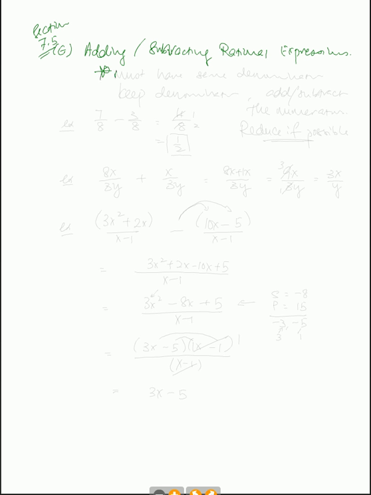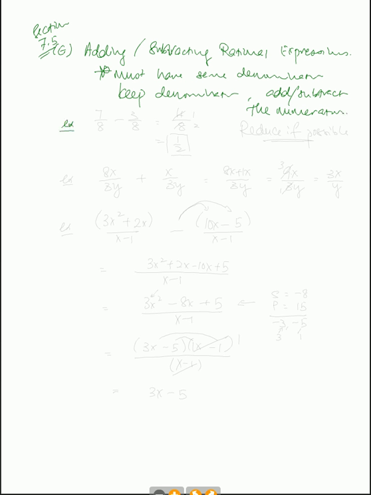They must have the same denominator. And when they do, that's when you keep the denominator and then you add or subtract the numerators. So this is something you've seen before.